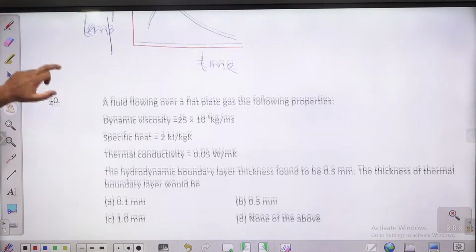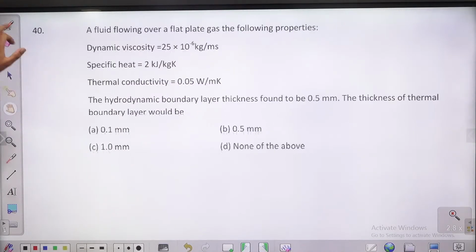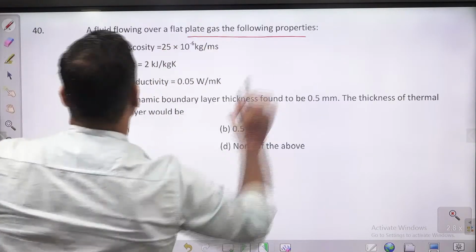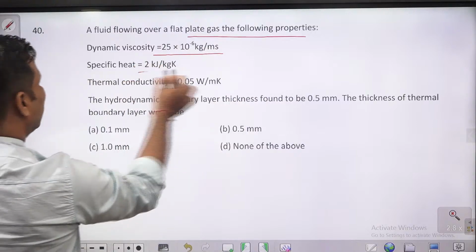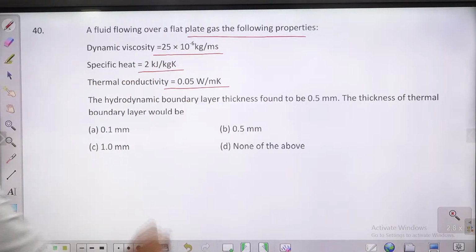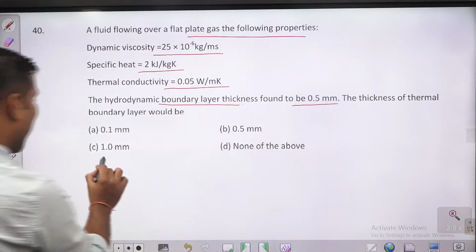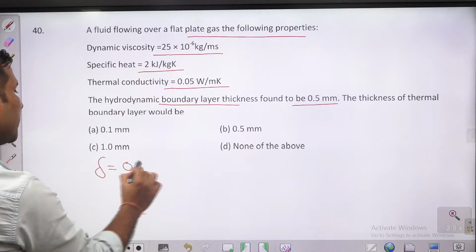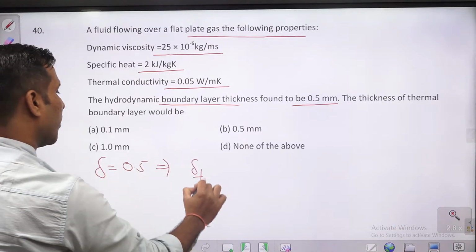Question number 40. So there is a fluid flowing over a flat plate. Dynamic viscosity this, specific heat this, thermal conductivity this. The hydrodynamic boundary layer is given to you as 0.5. He is asking you the thickness of the thermal boundary layer.